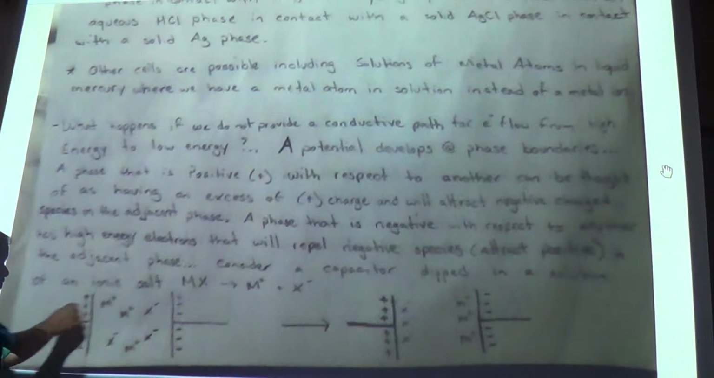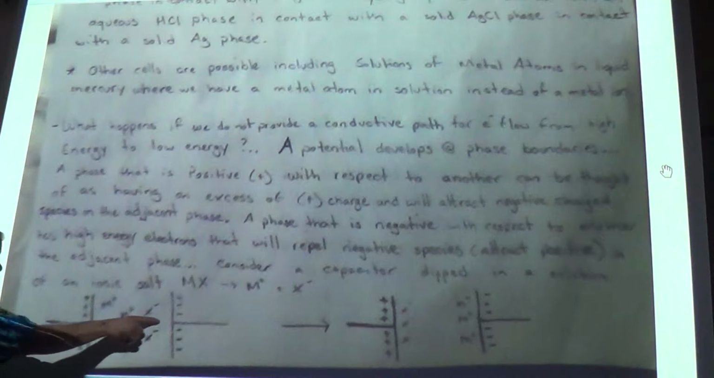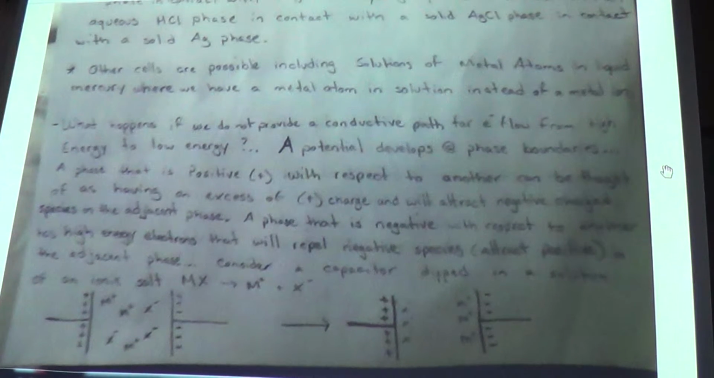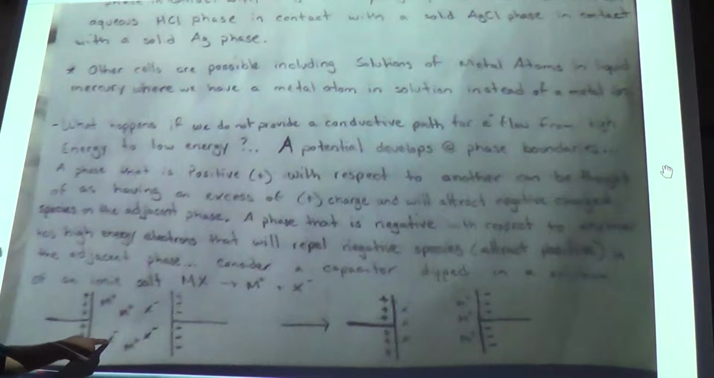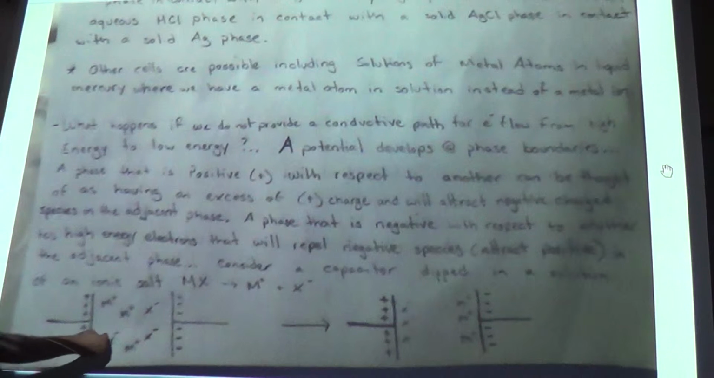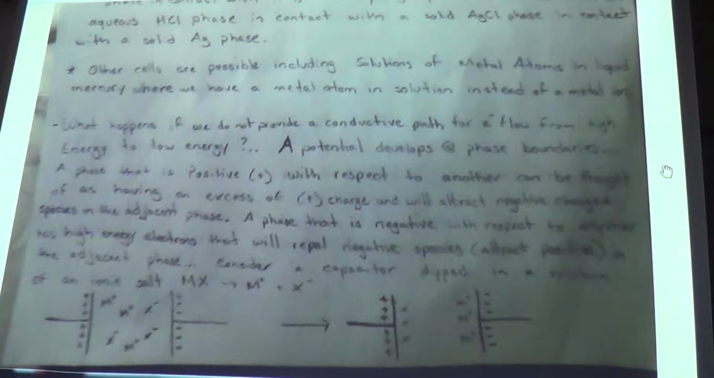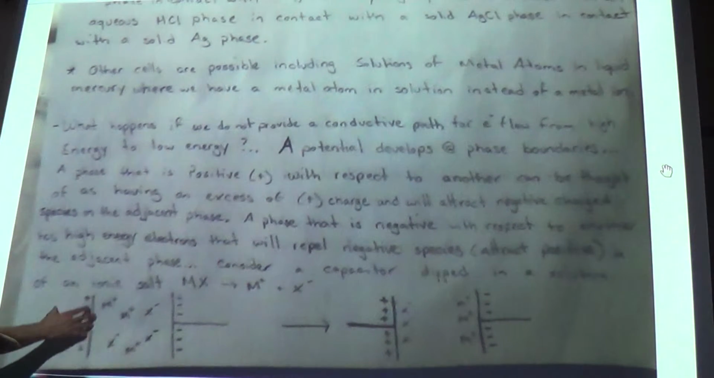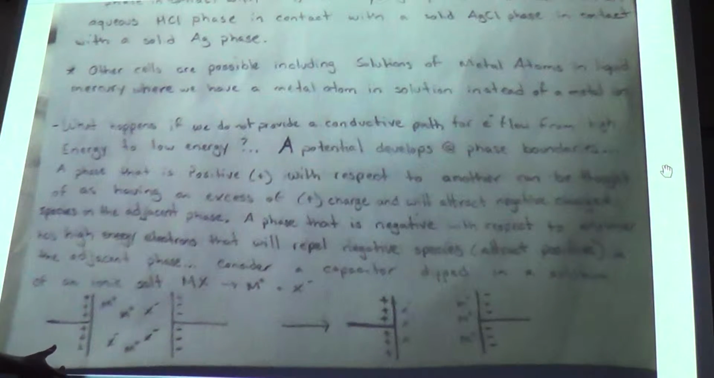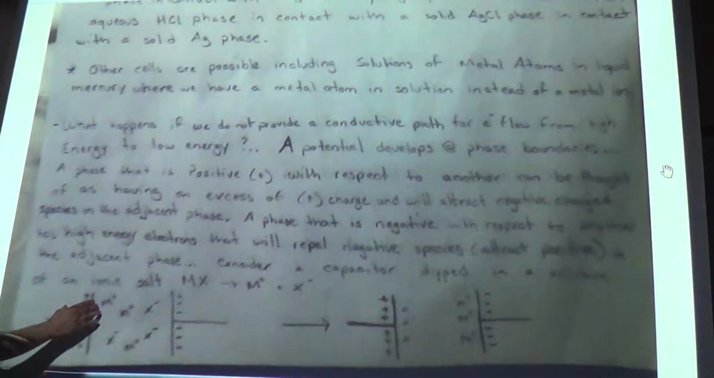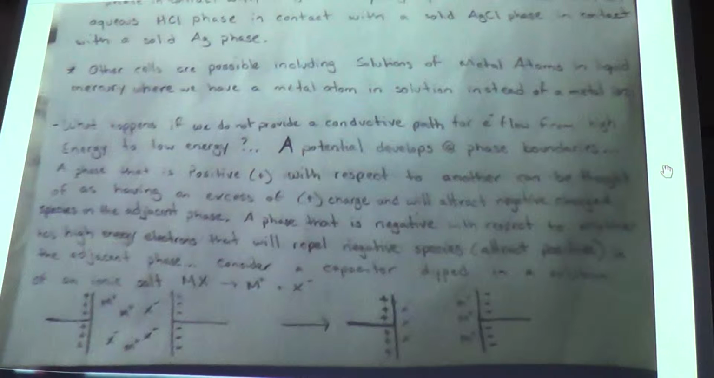If you don't provide that conductor, what happens in the solution is that positively charged species will migrate towards whatever phase is negative, and negatively charged species, this is supposed to be an X minus, will migrate towards whatever phase is positive. So again, I've drawn a capacitor dipped into a solution here. It doesn't have to be a capacitor. A capacitor is just an easy way to envision this. We're just talking about phases that have different magnitudes. One of the phases is positive, one of the phases is negative.